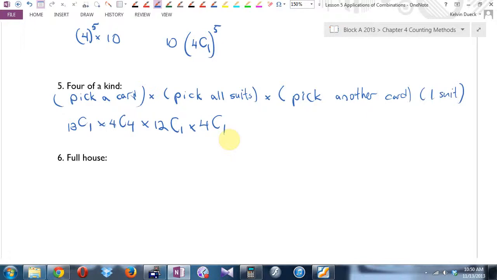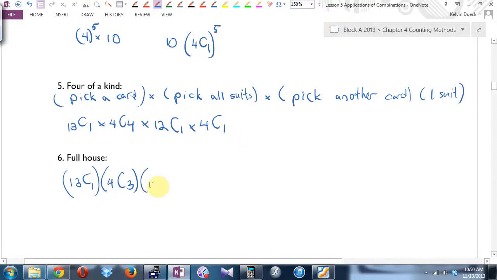Full house. Full house is pick a card, get 3 of those 4 cards, pick another card, get 2 of those cards. Three 7s, 2 9s.